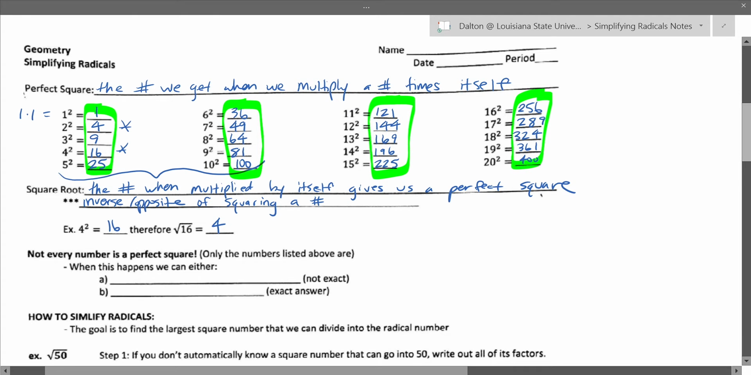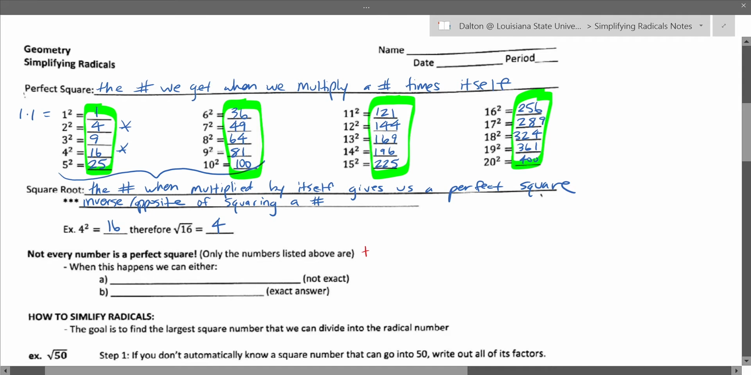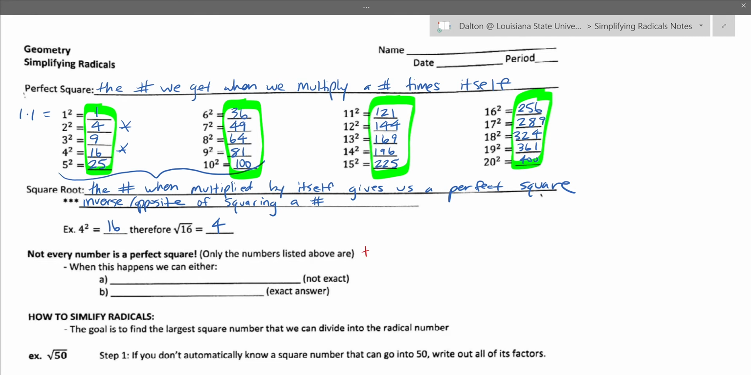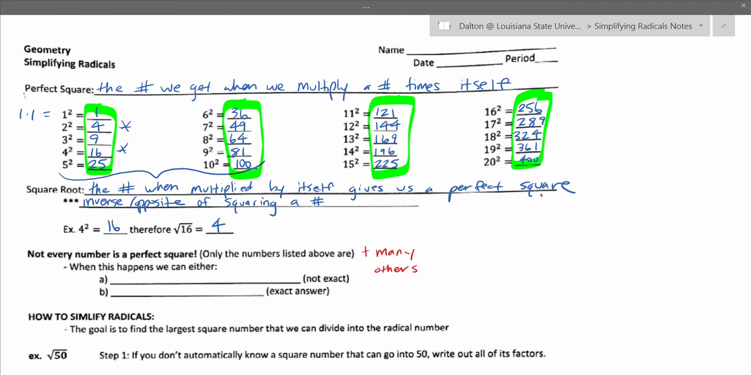That's kind of shortchanging it a bit. We'll say plus some others. Or even many others. Good golly, there are an infinite amount of square numbers. The point, though, is that on this list above, we could keep going, right? We could do 21 squared, 22 squared, 23 squared, etc. So only these numbers, plus many others. So 2 and 3 and 5 and 6 and 7 and 8 and 9 and 10, nope, sorry, 9 is, and 10, 11 and 12 and 13 and 14, right? None of those are perfect squares, just the ones highlighted in green.